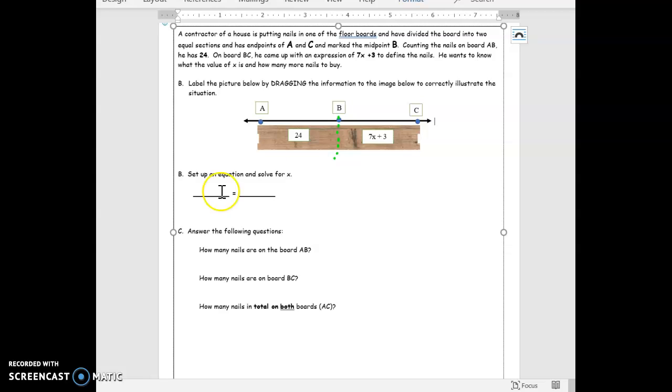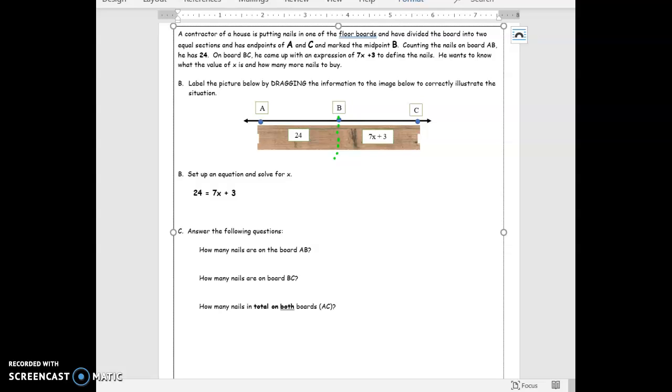So again, definition of a midpoint says the left-hand side, segment AB or board AB, should be having the same amount of nails as board BC. So setting up my equation, I said both expressions equal to each other, and then you would solve. And again, guys, I know solving math online, digitally is very difficult. So do your best in showing me your work and just make sure that it's clear what your answer is.